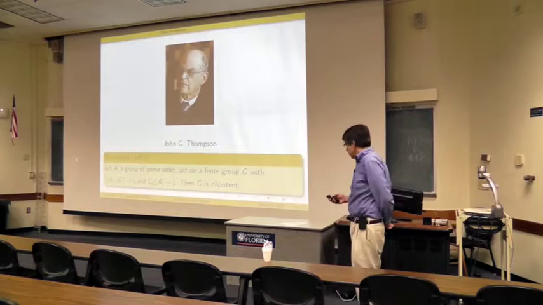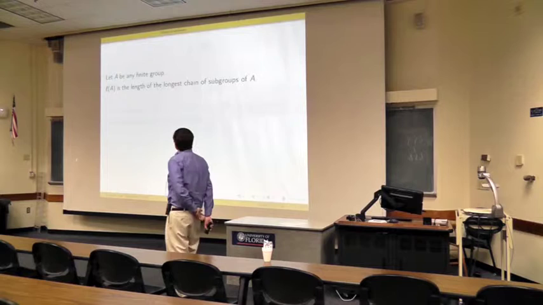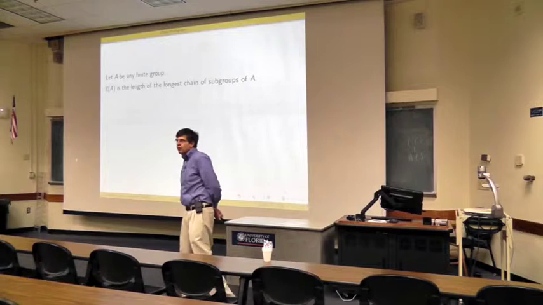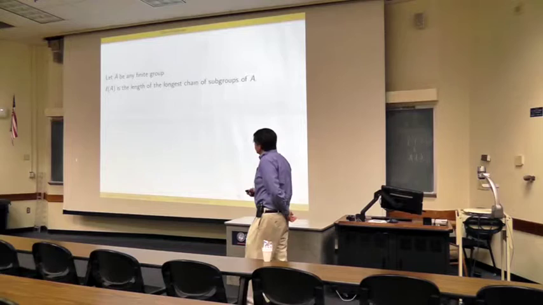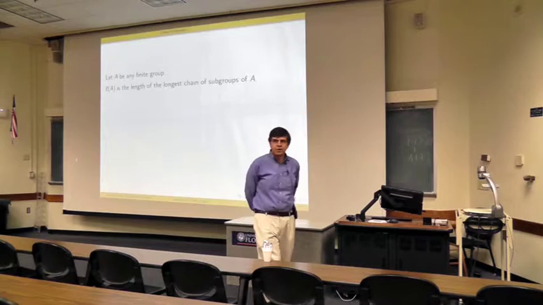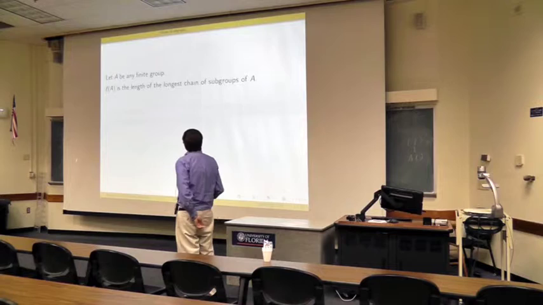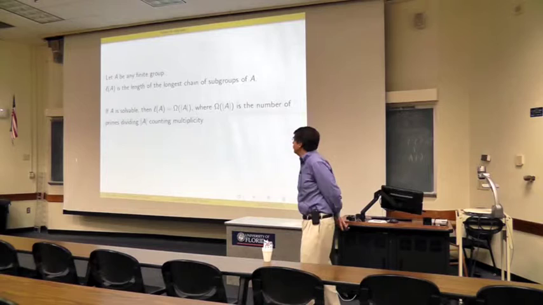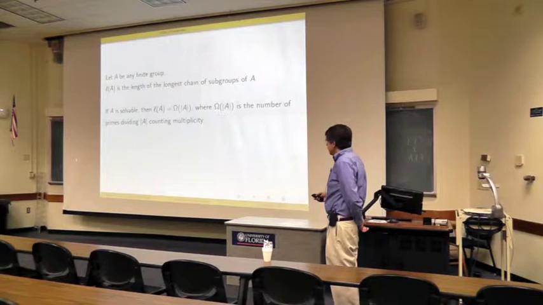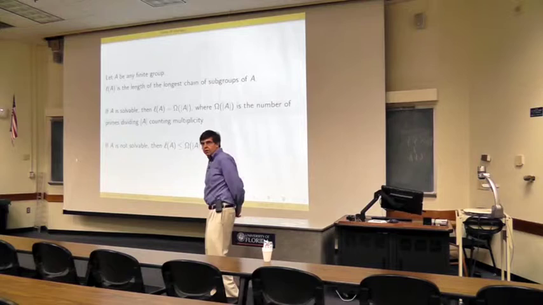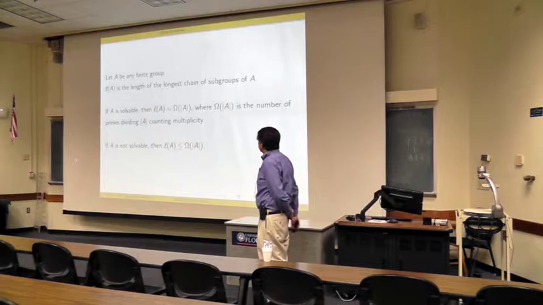So I'd like to then, on the basis of that, generalize what it means to be uncomplicated for an acting group A, and to say that it means that the L of A is small, where L of A is the length of the longest chain of subgroups of the finite group A. For example, if A is a solvable group, then the length of the longest chain is simply the number of primes dividing the order, counting multiplicity. And if A is not solvable, then the length of the longest chain is less than or equal to that, but it can also be much smaller than that.